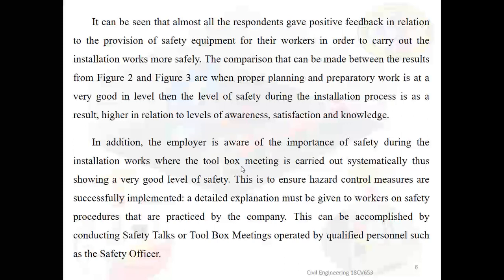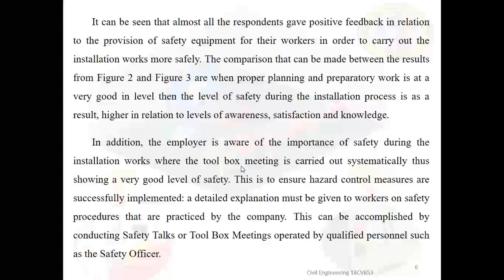So this is the conclusion after collecting the data. In addition to this, the employer is aware of the importance of safety during the installation work, where the toolbox meeting is carried out systematically, thus showing a very good level of safety. This is to ensure hazard control measures are successfully implemented.